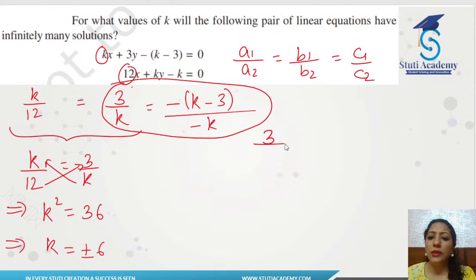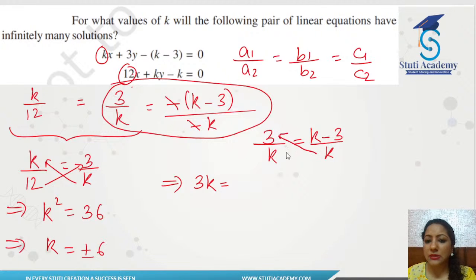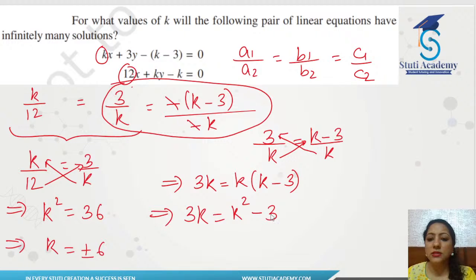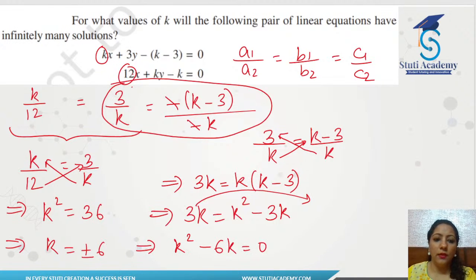We'll get here 3 upon k equal to k minus 3 over k. Please notice we can cancel out this and we'll get rid of this minus sign. So we have here 3k is equal to 3k, I've got by multiplying like this. This is cross multiplication. So this is k times k minus 3. So we'll get here 3k is equal to k square minus 3k, and then we can take this 3k on the right hand side. We will get k square minus 6k is equal to 0.